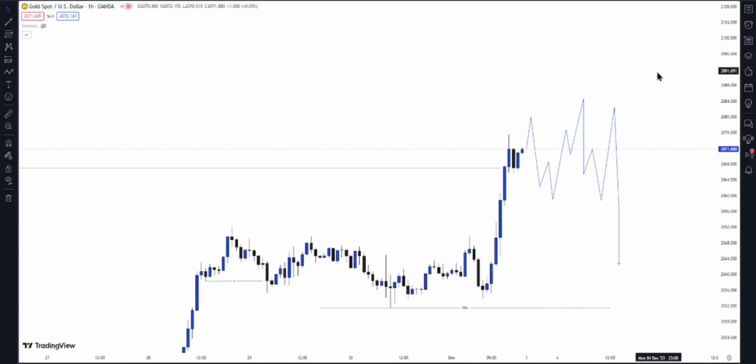So that is the picture of gold, both on the daily time frame and the 1 hour time frame. So that will be the end of our weekly forex analysis today.